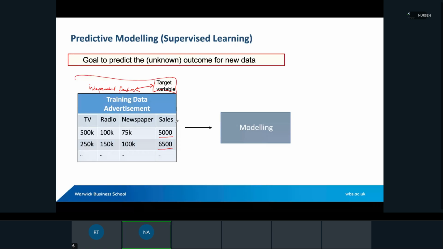And when we receive a budget allocation plan for the future, let's say we are allocating 300K to TV, 70K to radio, 50K to newspaper, the model is going to predict what the sales would be. So this is the future target. But during the learning process, it learns the relation between the outcome that we would like to predict, which is the target variable, and the independent features. That's the reason we call it supervised learning.